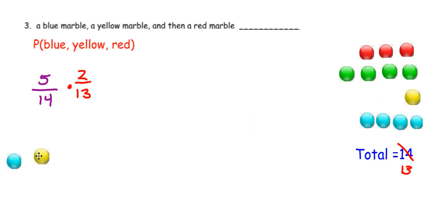Take the yellow one out. Now how many marbles do I have in the bag? Now I have 12 marbles in the bag. And how many of those are red? So what's my probability of drawing a blue one, taking it out, drawing a yellow one, taking it out, and then a red one? My chances are 5 in 364.